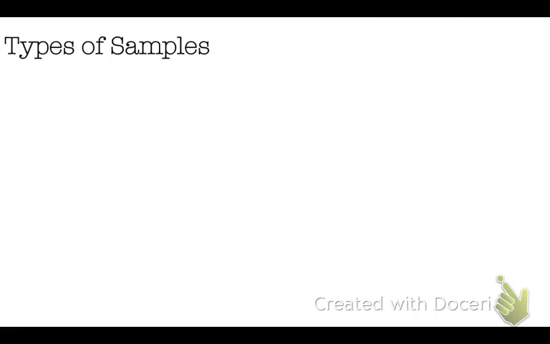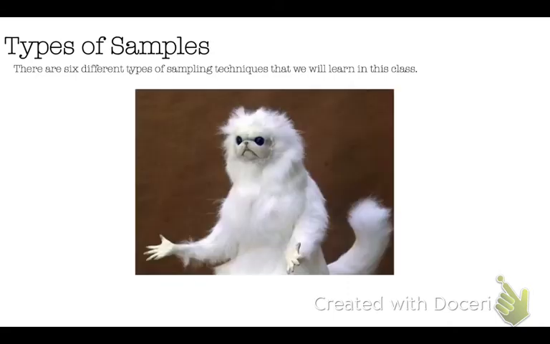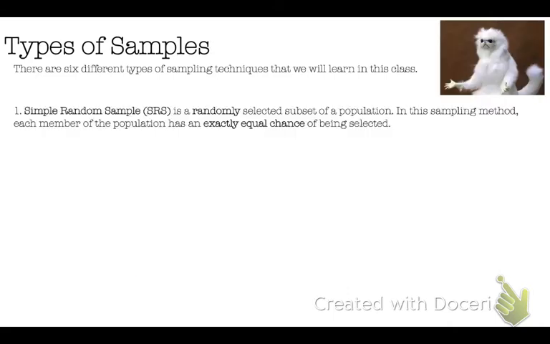So there are different types of samples. There are 6 types of sampling techniques that we will learn right now. The first one is a simple random sample. This is a randomly selected subset of a population. In this sampling method, each member of the population has an exactly equal chance of being selected. So it's just completely random.